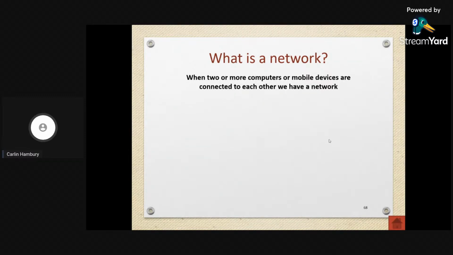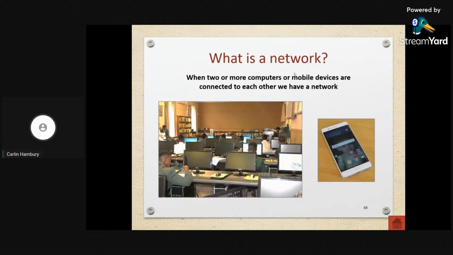Okay, when we define a network, it's going to be three things. Number one, it's going to be two or more, like they mentioned here, two or more. And I won't say computers, I'd say computing devices. So you don't even have to say computers or mobile devices. You can just say when two or more computing devices are connected to each other through some sort of media for the purpose of sharing information.